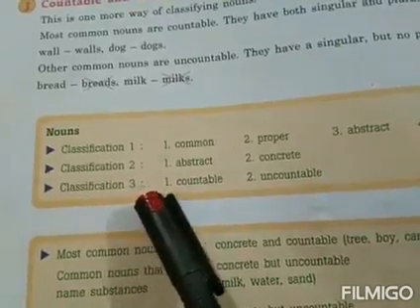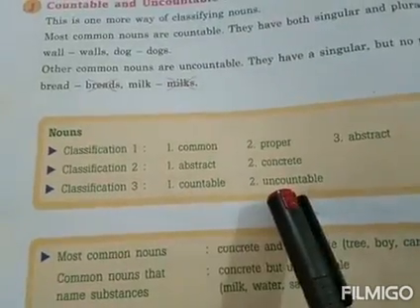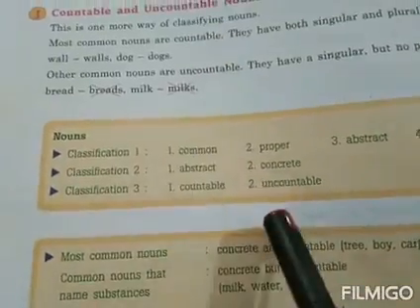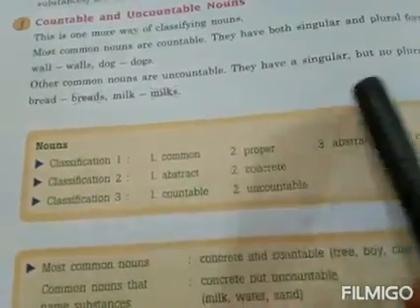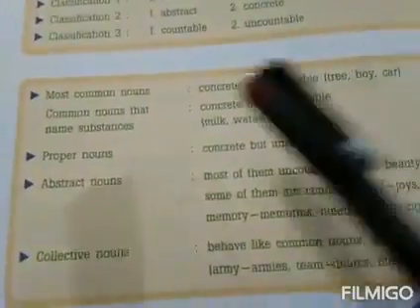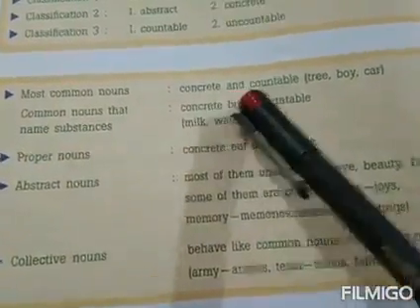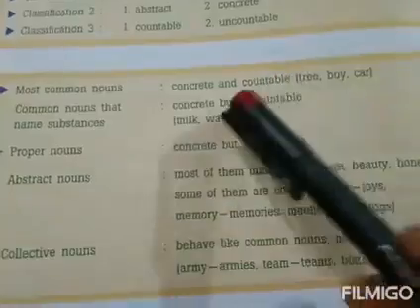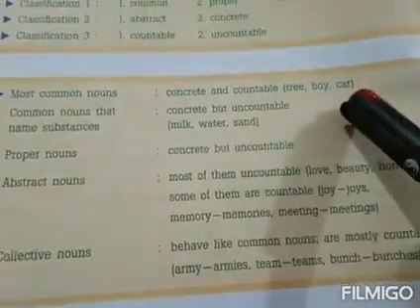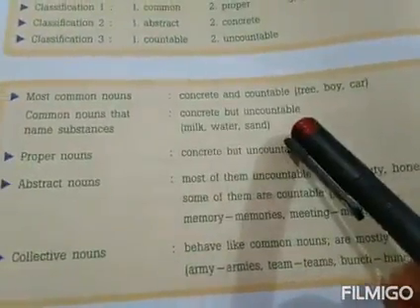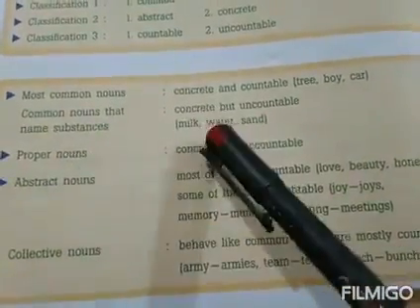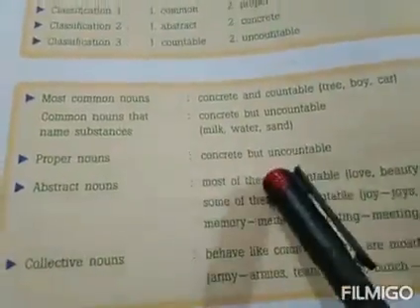And classification 3 is countable and uncountable. Countable nouns are something which we can count. Uncountable nouns are something which we cannot count. Examples are milk, water, bread, right? These are uncountables. Now further, most common nouns that name things are concrete and countable. Example, tree, boy, or car. Concrete but uncountable: common nouns that name substances like milk, water, and sand, they are concrete but they are uncountable. You cannot count them.